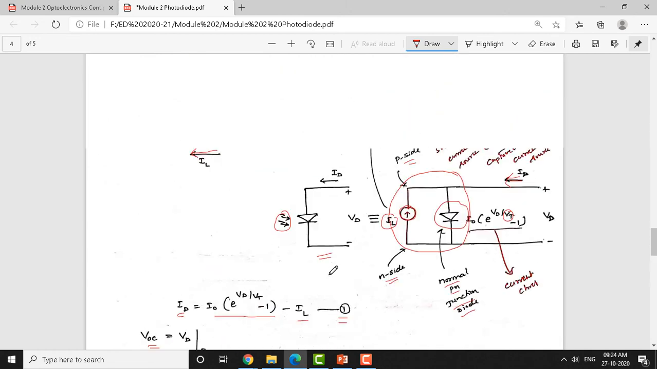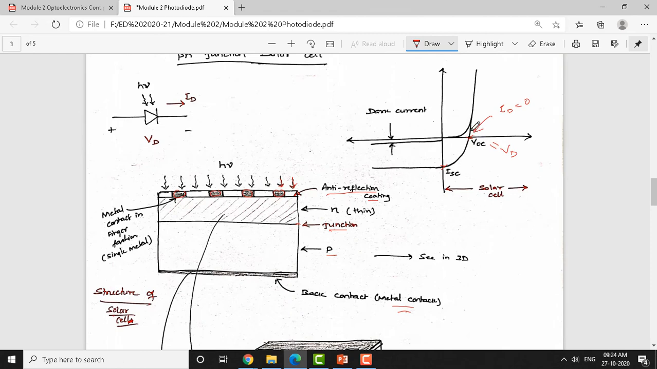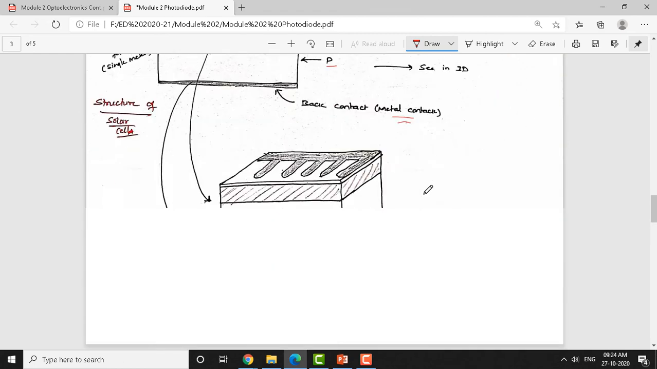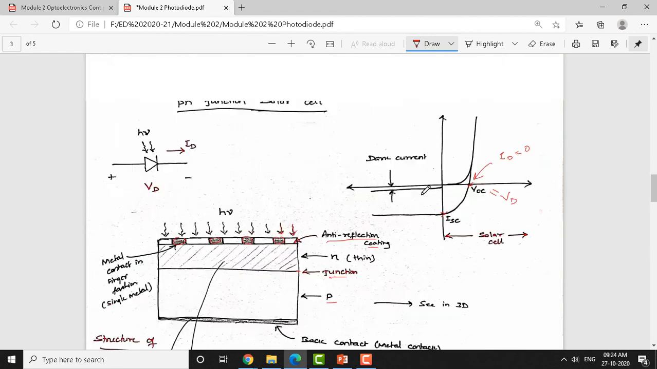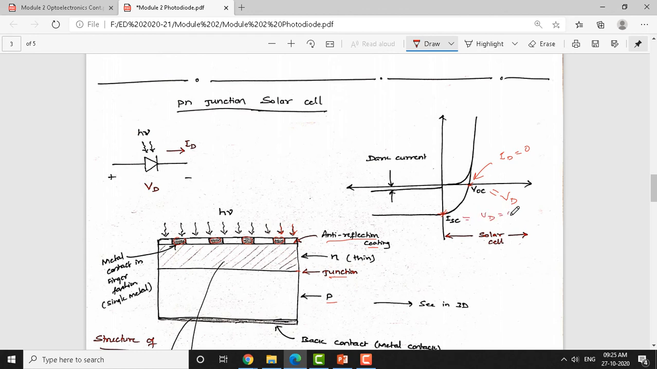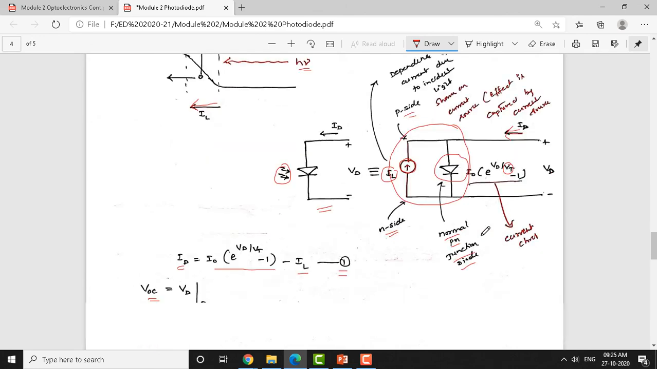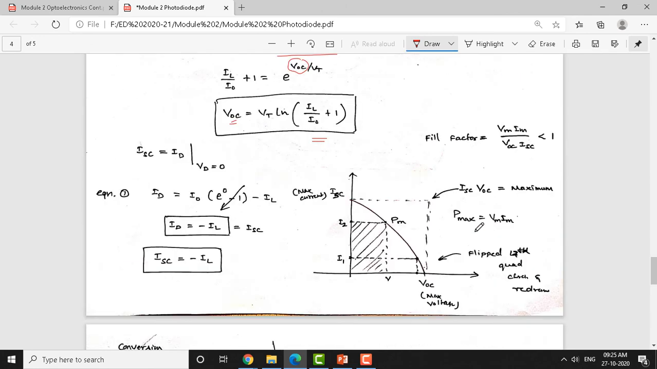So, the maximum voltage at which you can operate the solar cell is VOC. And let us find the short circuit current. To obtain the short circuit current, you must make Vd as 0. If you make Vd as 0, the current that is flowing will be equal to ISC. Let us see how we get that. So, ISC will be equal to the current under the condition Vd is equal to 0.